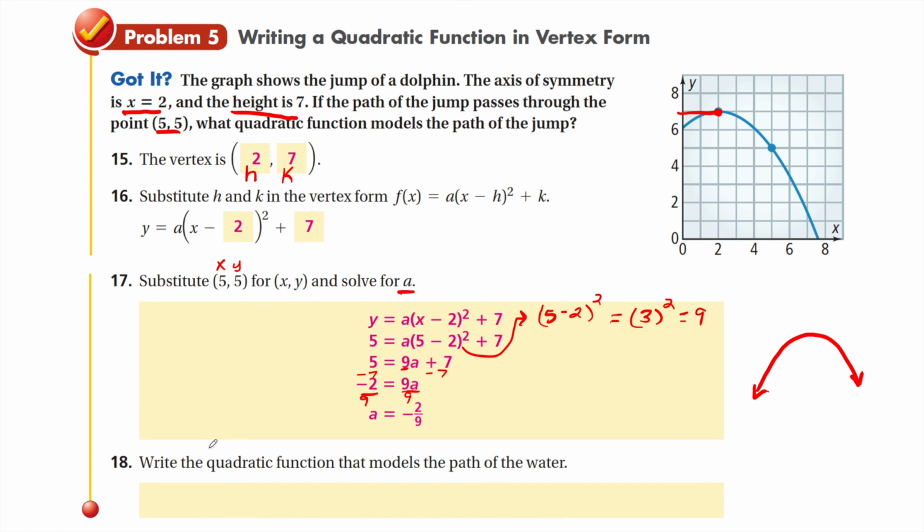So we have to write the quadratic function that models the path of the dolphin, not the water. And for the quadratic function that models the path of the dolphin, we're just going to put the x and y back into it. So we're going to get y equals, or f of x equals, both represent the same thing. They're just calling it a function of x. But f of x equals negative 2 over 9 times the quantity x minus 2 squared plus 7. If you put the y instead of the f of x, everything is perfectly fine.